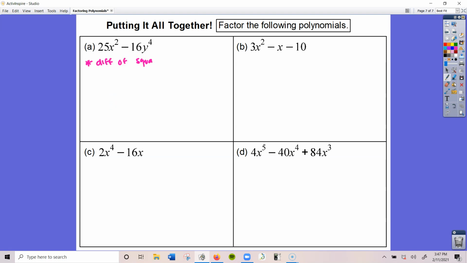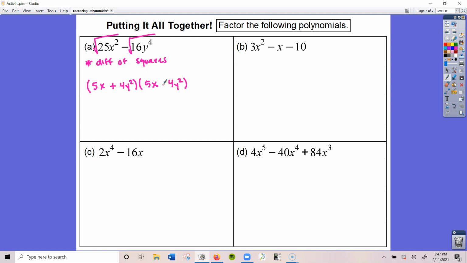So remember how we factor this. We square root the first term, square root the second term. The square root of 25x squared is 5x. The square root of 16y to the 4th is 4y squared.